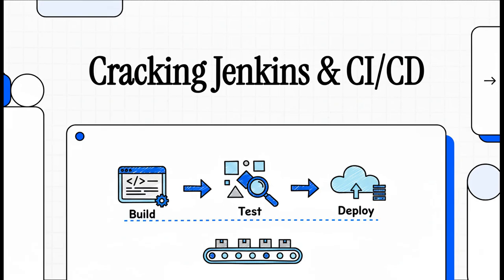All right, welcome. Today, we are going to crack the code on automated software delivery. We're diving deep into the world of Jenkins, which is this incredibly powerful engine that helps teams build and release software way faster and more reliably than ever. So let's get into it and explore how modern software actually gets made.